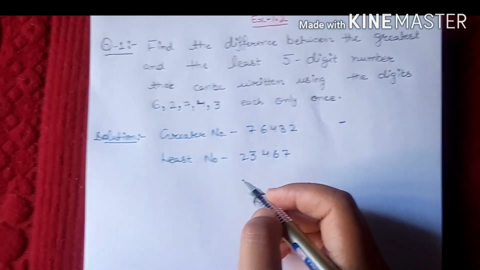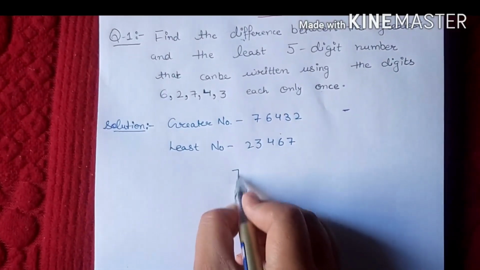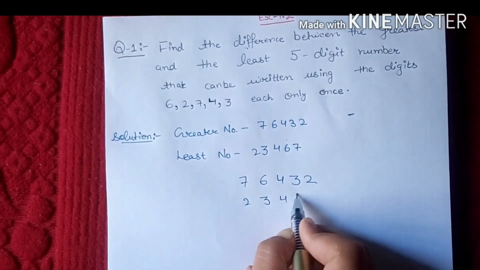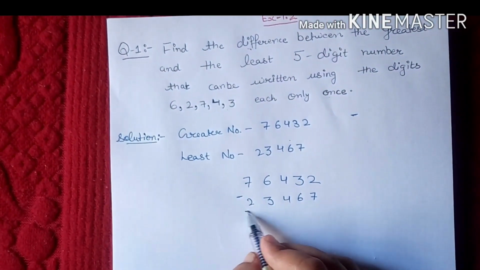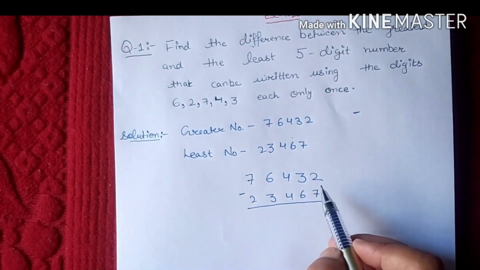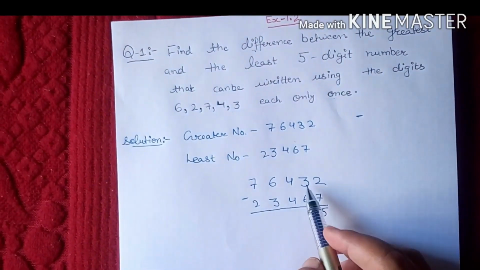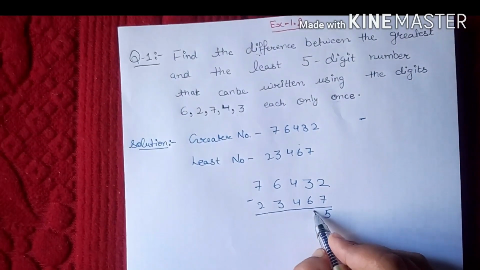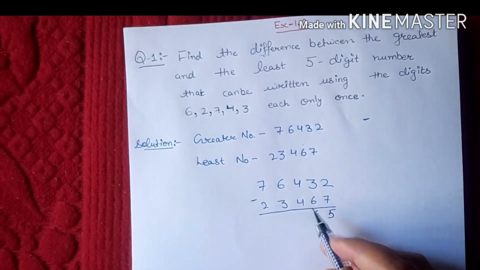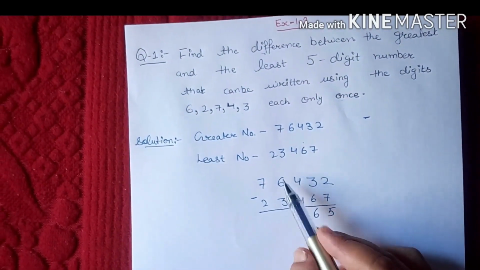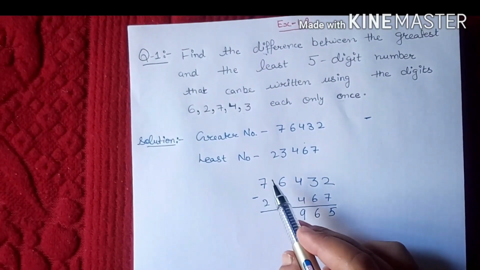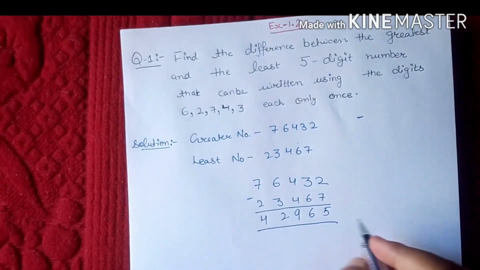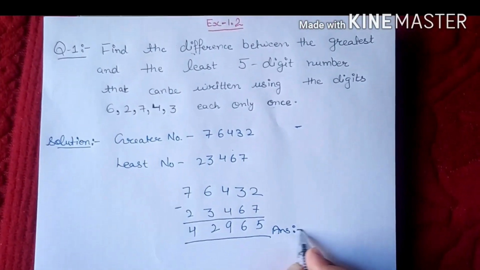Now we can subtract these two numbers. 76432 minus 23467. We have to do the subtraction. So 12 minus 7 is 5. Borrowing, 3 becomes 2. 12 minus 6 is 6. 13 minus 4 is 9. 5 minus 3 is 2. And 6 minus 2 is 4. So this is the required answer for this question: 52965.